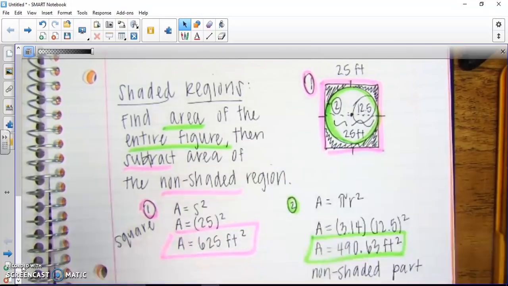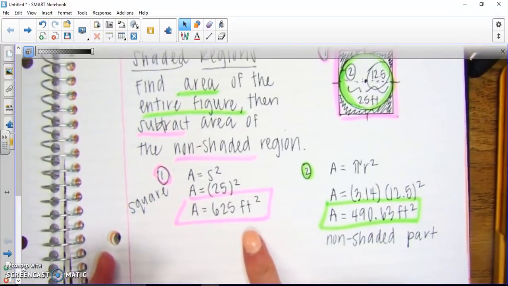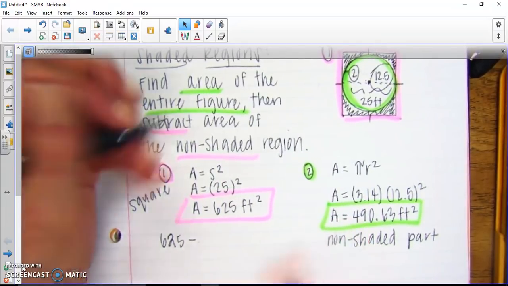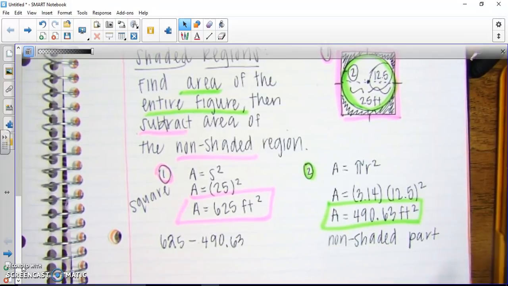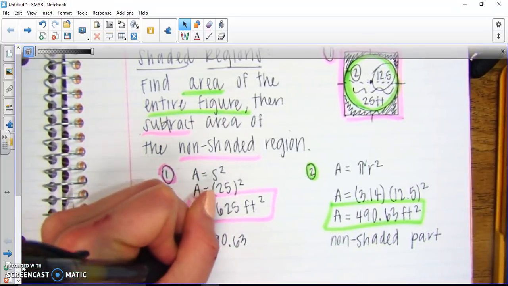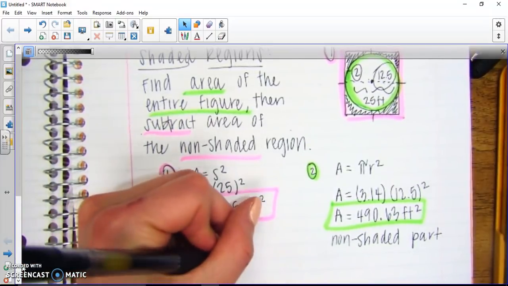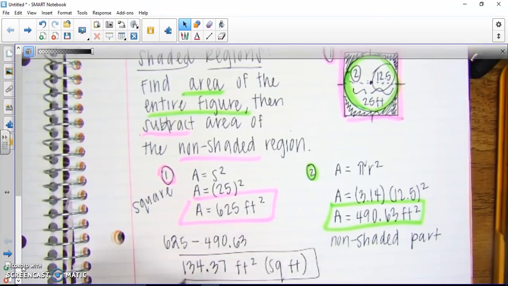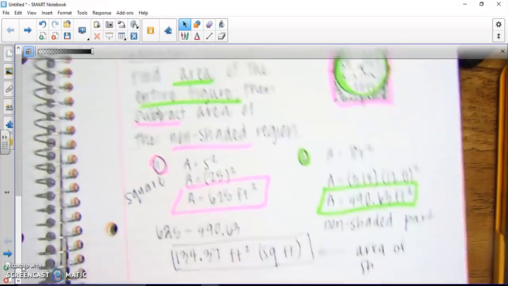Non-shaded part. Okay? So we're only looking for the area of the shaded region, so we're going to take the area of the entire figure, 625, and subtract, remember subtract, the area of the non-shaded region, 490.63. So let's see what we get. So we should get 134.37, and it's still area, so it's going to be feet squared or square feet. So this represents the area of the shaded region.